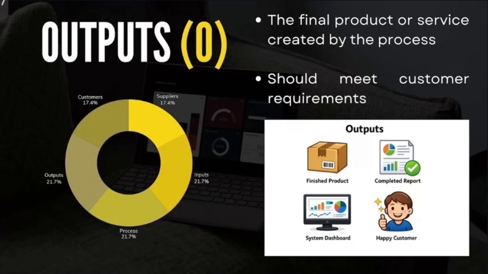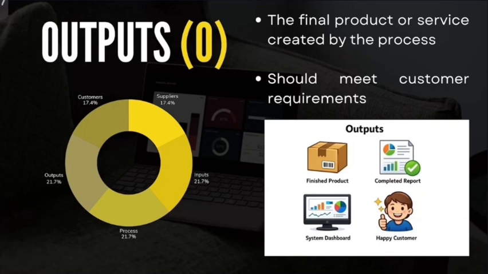Outputs are the results of the process. They're what you get after all the steps are completed. Examples of outputs are finished products, approved documents, completed services, or reports. In short, outputs are what comes out of the process.